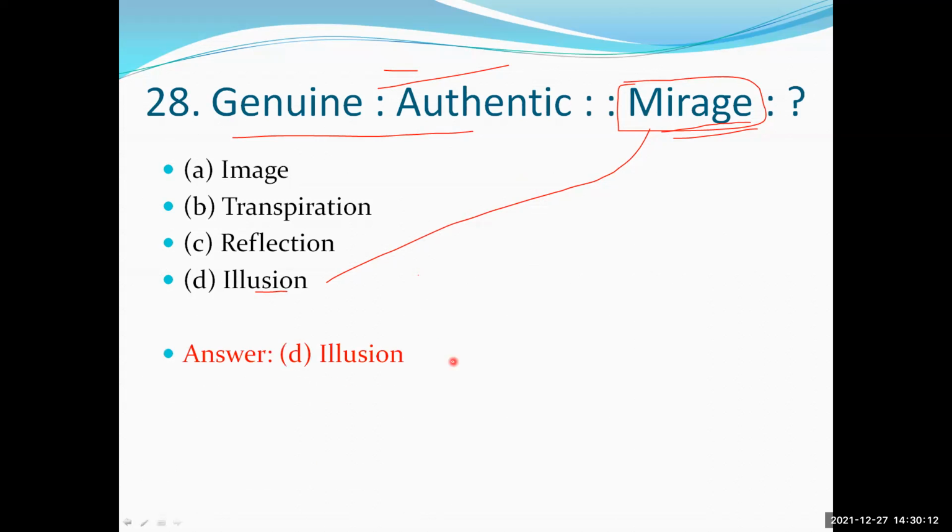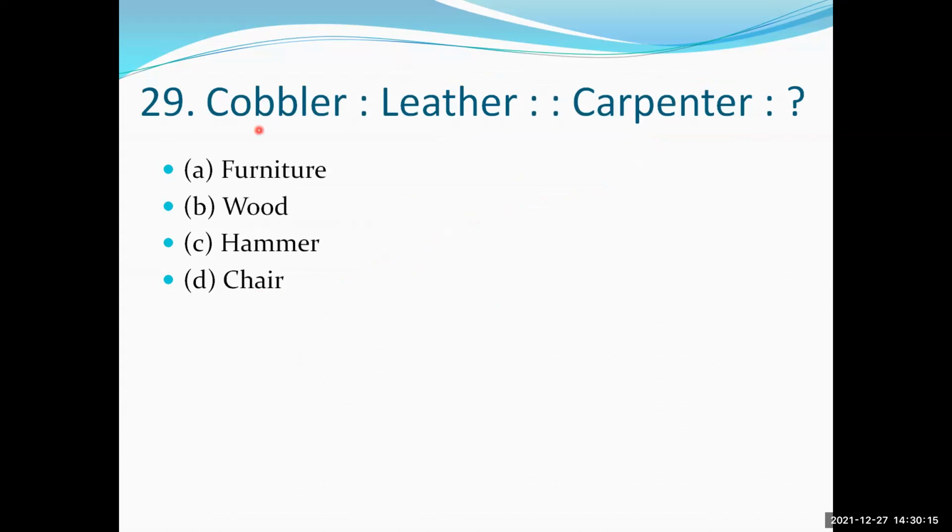Then let's see the next question, number 29, in front of you. Simple question. Cobbler, leather. So carpenter, what? Furniture, wood, hammer, or chair? Answer quickly. So Sanyush answered it rightly. Others, just answer it. Madhuri, Pragati, Adi Shakti, Mayuri.